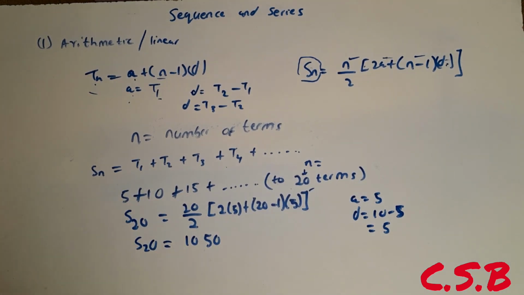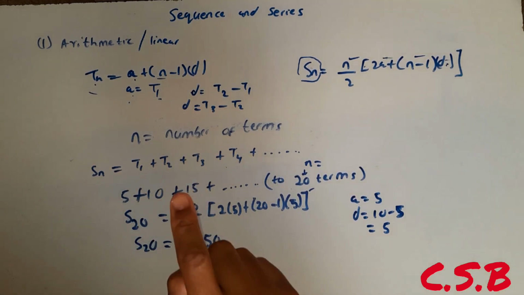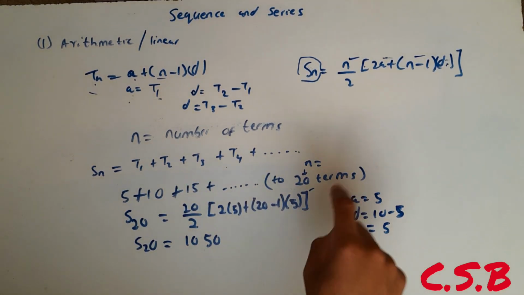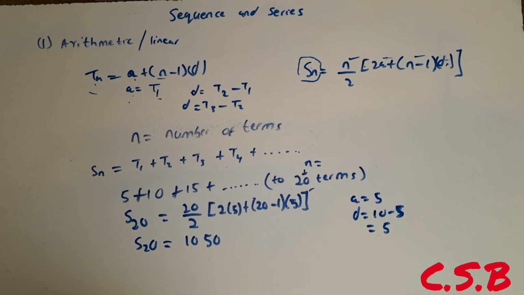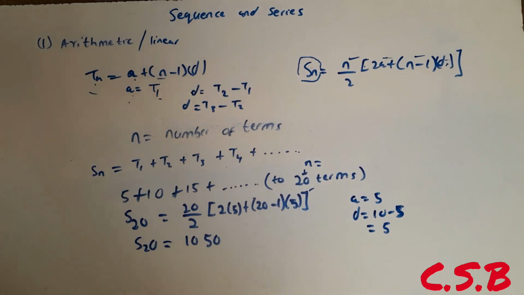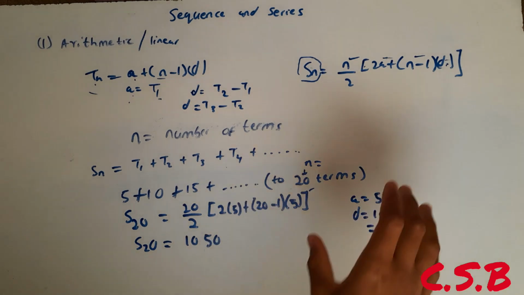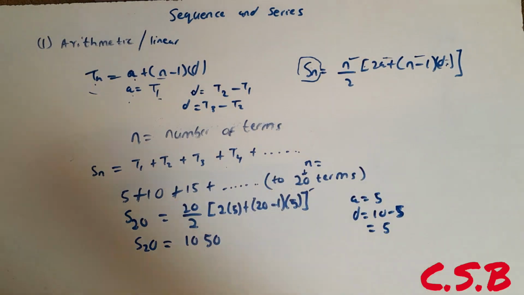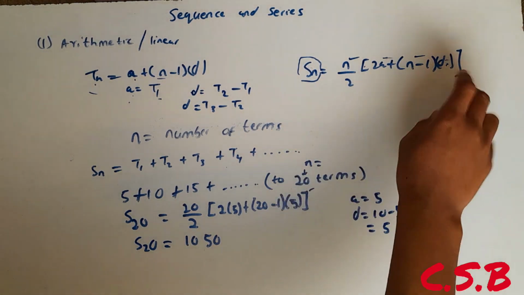So when you add 5 plus 10 plus 15 up until the 20th term, you will find that the sum of those terms adds up to 1050. If you say T1 plus T2 plus T3 and so on, that is a very, very long way. In your exam you need to manage your time, so it's better if you use this formula.